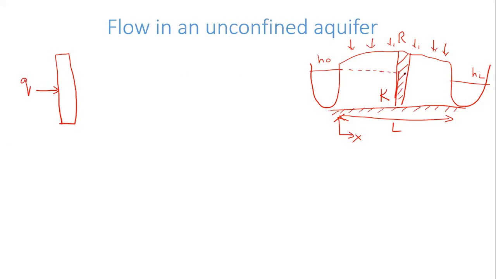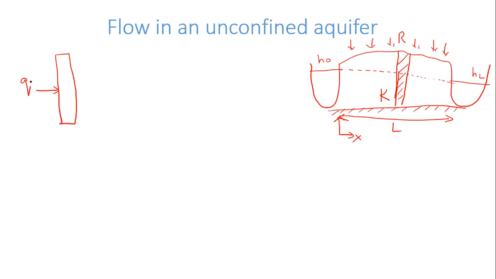This is just a random thing that I'm drawing. This is not the correct solution. I've just drawn a kind of straight line similar to what we had before. Okay, so now what will the saturated thickness be here?